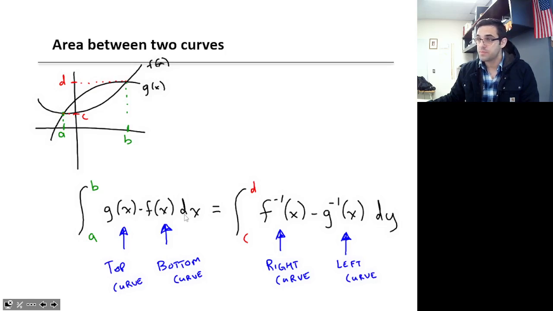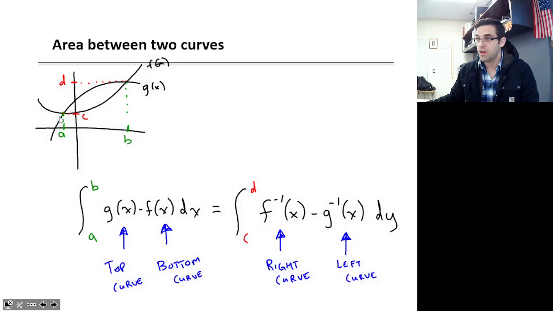We can integrate with respect to y as well. All we have to do is take the integral with everything in terms of y. Normally we do top curve minus bottom curve, or the bigger curve minus the smaller curve. If we integrate with respect to x, we're finding the area between the curve and the x-axis. Here we're finding the area between the curve and the y-axis. So the bigger one would be the right curve, and the smaller one would be the left curve.